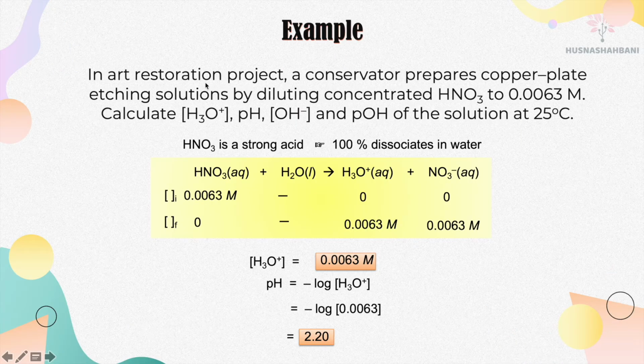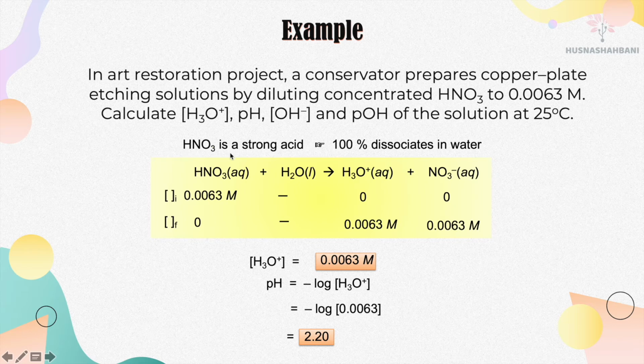Example: in an art restoration project, a conservator prepares copper plate etching solutions by diluting concentrated nitric acid to 0.0063 molar. Calculate the concentration of H3O+, the pH, the concentration of OH-, and the value of pOH of the solution at room temperature.